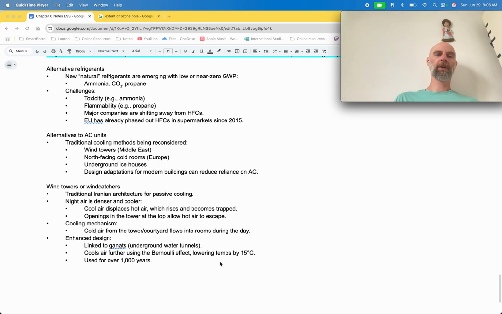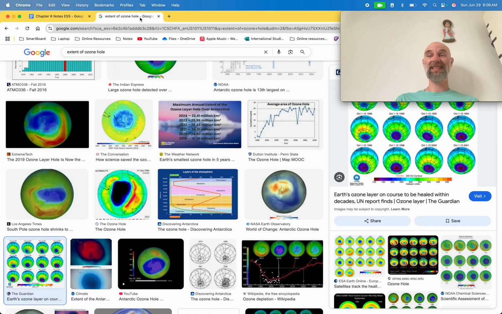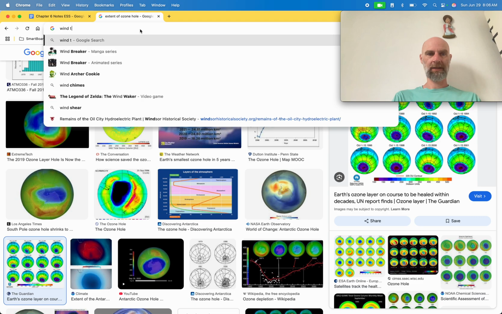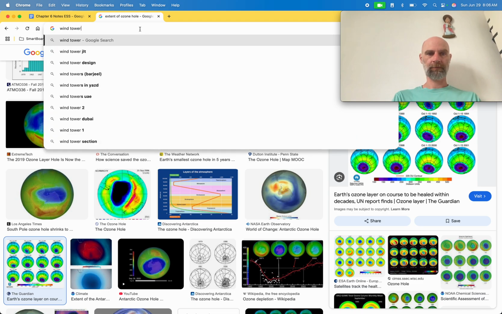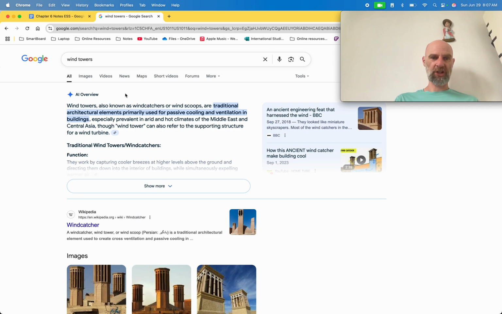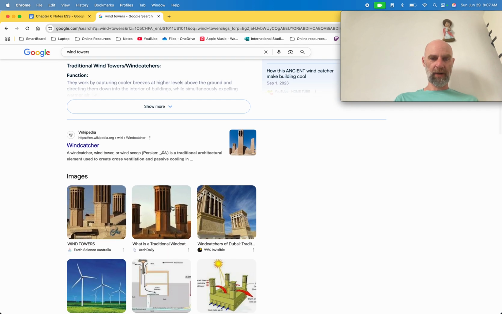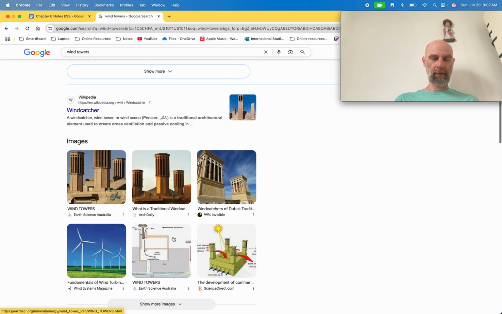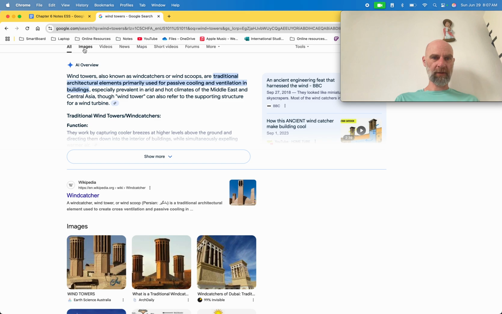So, alternatives to AC units: traditional cooling methods being reconsidered, meaning they have already existed. Wind towers in the Middle East. If you ever wonder why they call it the birthplace of civilization, they're these right here. These things are crazy. The book has a great illustration of them. Might go into them in my class. So here's how they basically work.